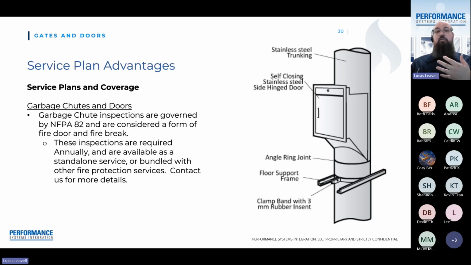These inspections do need to be documented with the fire department and generally can be offered as a bundled or standalone service. It depends on the needs of your property and what all is involved in the system that you have. Not every garbage chute has sprinkler heads, for example. Please feel free to contact us for more details on what can be done to that particular effect.